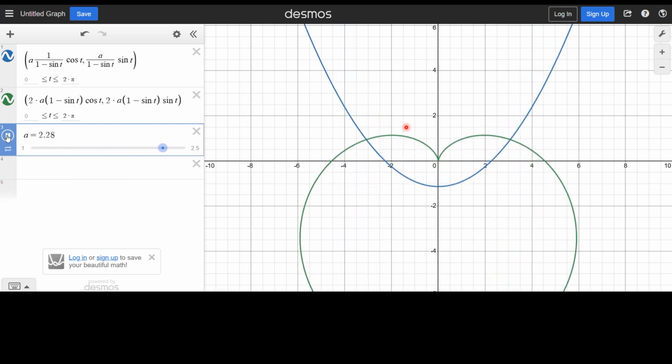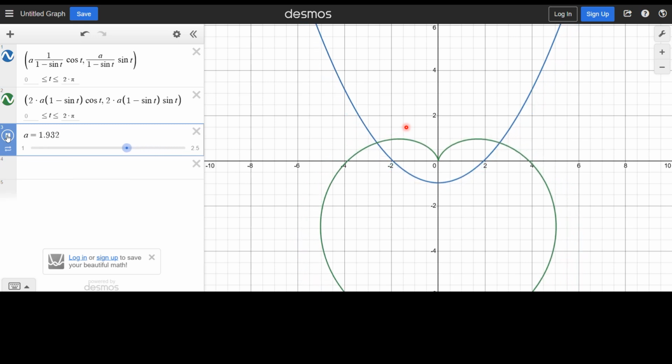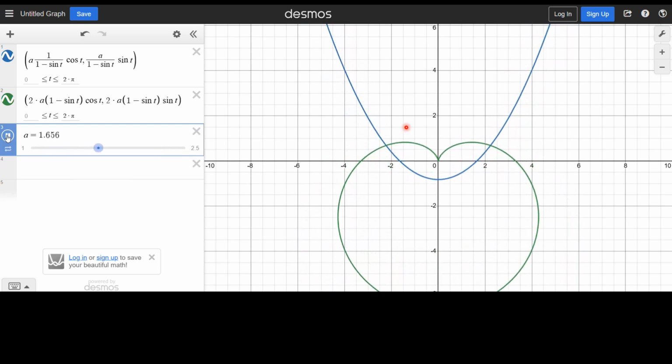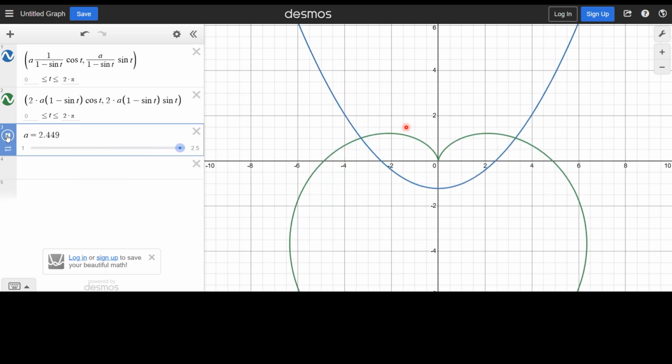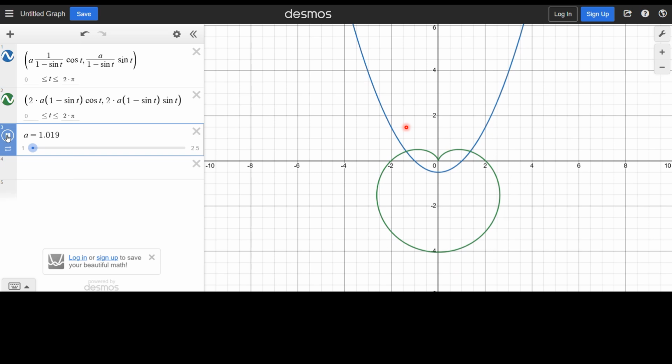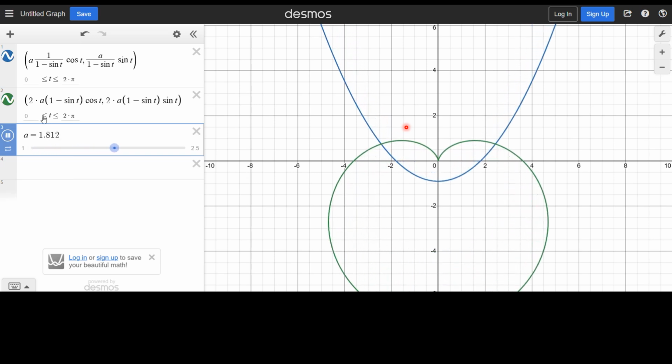But this is to tell you that the radius of the parabola, its inverse is the radius of the cardioid. So that kind of sums it for us today.